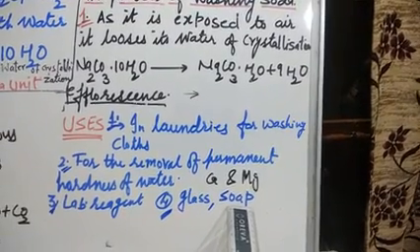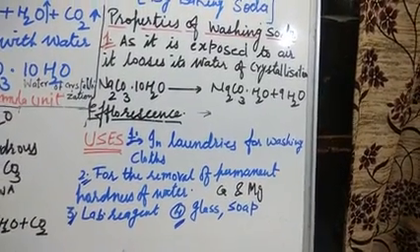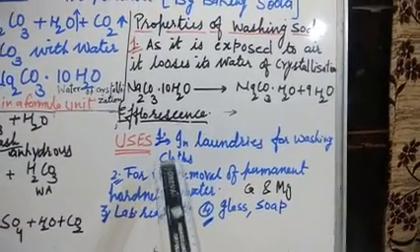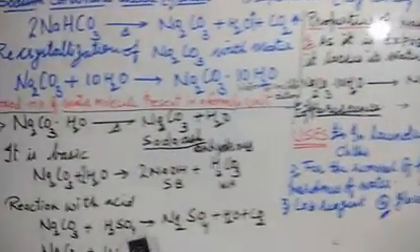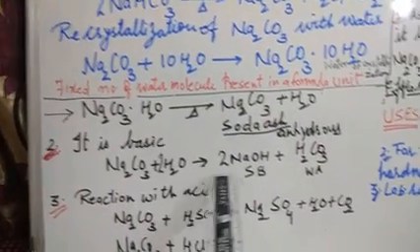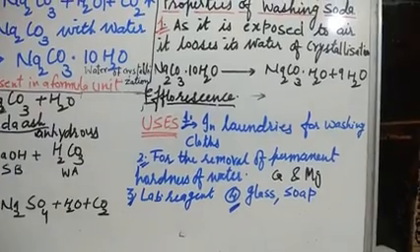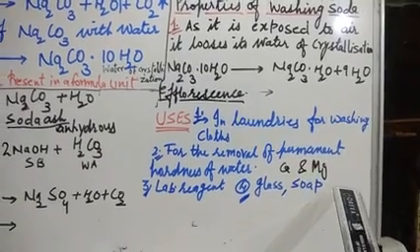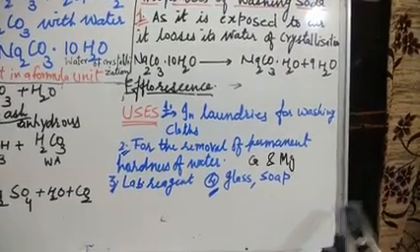And as we did, students, caustic soda was what? NaOH. So this washing soda is also used for making caustic soda, as we did in the hydrolysis reaction, that Na2CO3 when dissolved in water gives NaOH, and NaOH is caustic soda. So this washing soda is used in different fields: laundries for washing, for the removal of permanent hardness, as a lab reagent, or for the manufacture of glass, soap, or caustic soda.